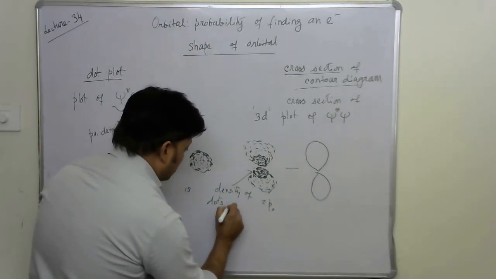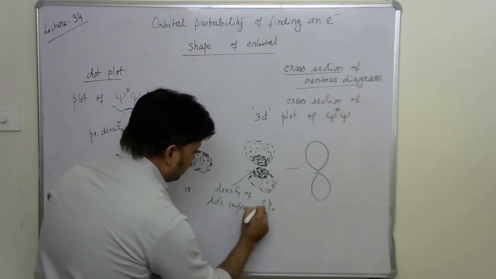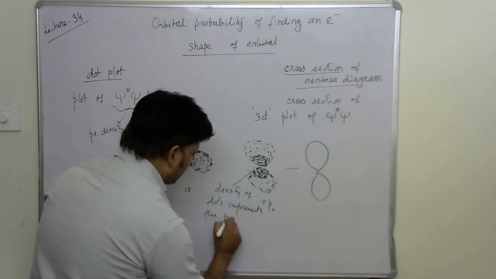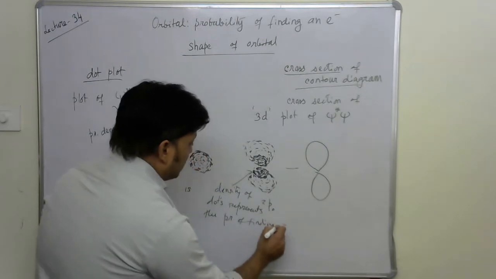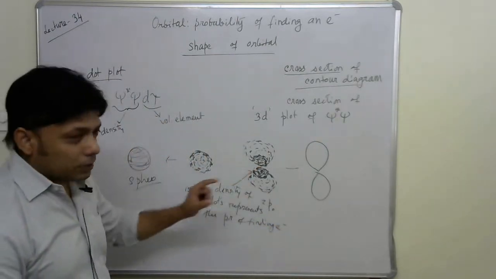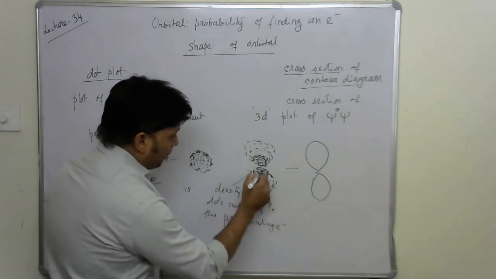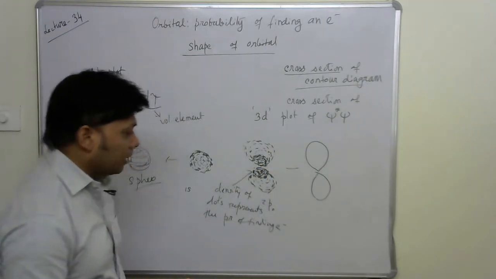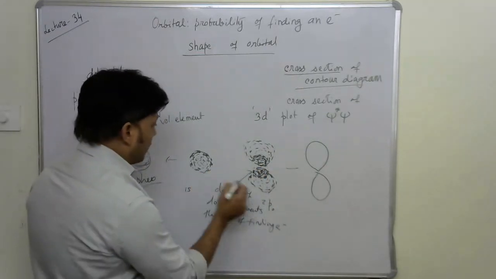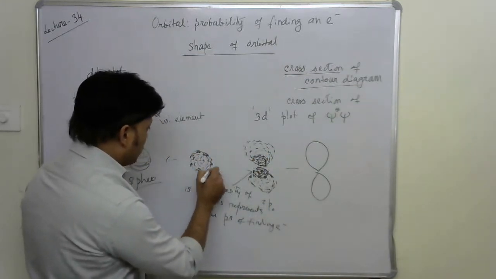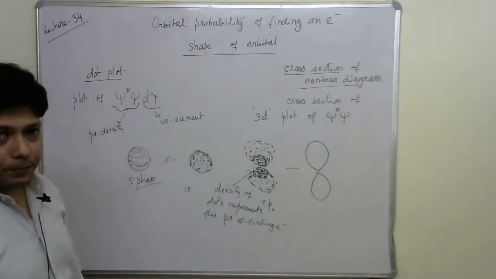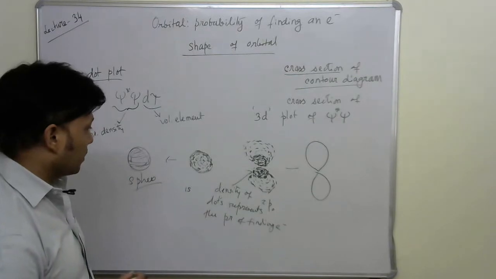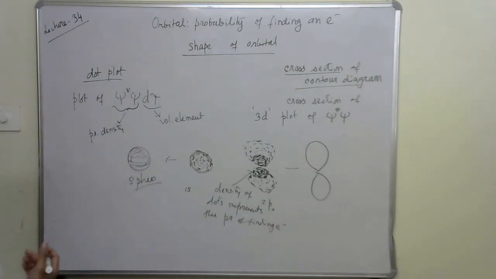Density of dots represents the probability of finding the electron. So that means where the density of dots is more, like this area, the probability of finding the electron in this area is more than in that area. Here also you see the probability of finding the electron right near the circumference is more. So that's how the dot plot is generated.